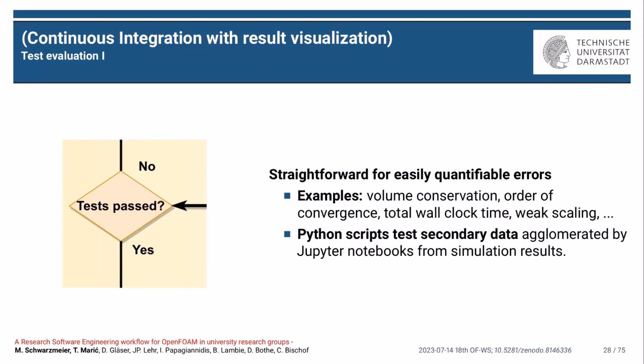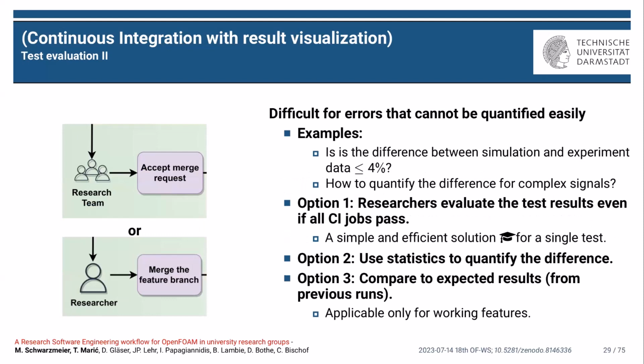Yeah, and then you put out these data, for example, in the CSV file, read them in with Python as a test, and check if the order of convergence, for example, is near to this, as a way to automate that. But there might be difficult things, so there are then a few options. You evaluate them by looking at the results.